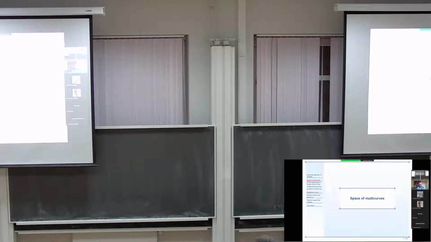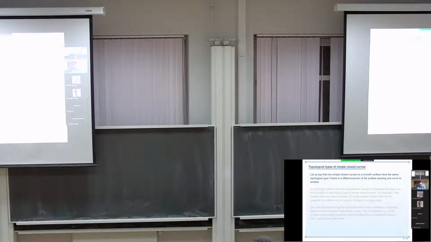Now, I'm interested not in the moduli space, I'm interested in multicurves, and let me describe the family of multicurves. So to tell a bit more about multicurves, first I would like to arrange them into huge classes. And I will say that two simple closed curves on a smooth surface have the same topological type if there is a diffeomorphism of the surface, which sends one curve to another.